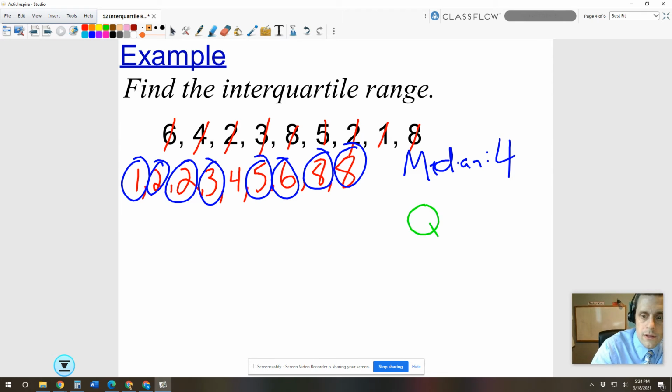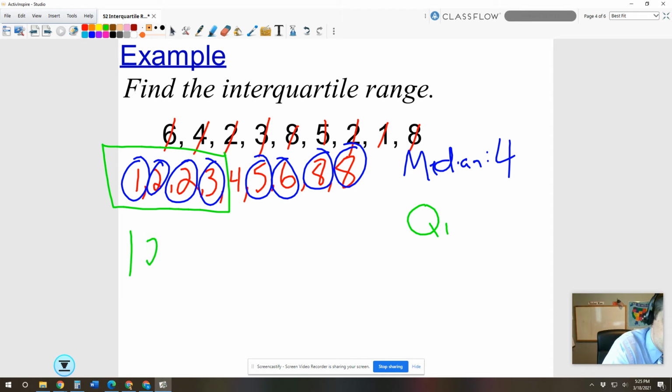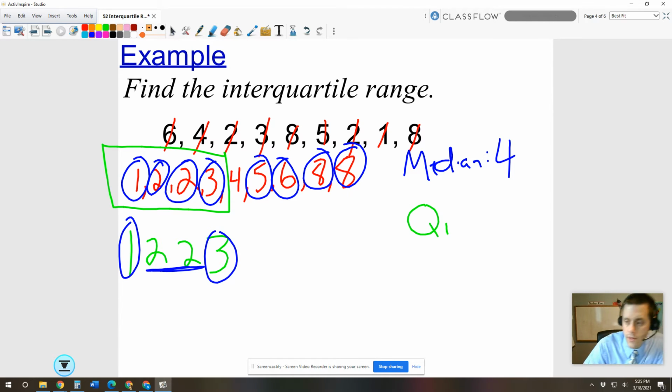Now, our next step is to calculate Q1. To calculate Q1, we're going to go to our median, which was 4, and we're going to take all the data points that were below the median. In this case, we had 1, 2, 2, and 3. And my task now is to find the median, or the middle, of those numbers. Well, on the ends right now, I have 1 and 3, and then I'm left with 2 2's in the middle.